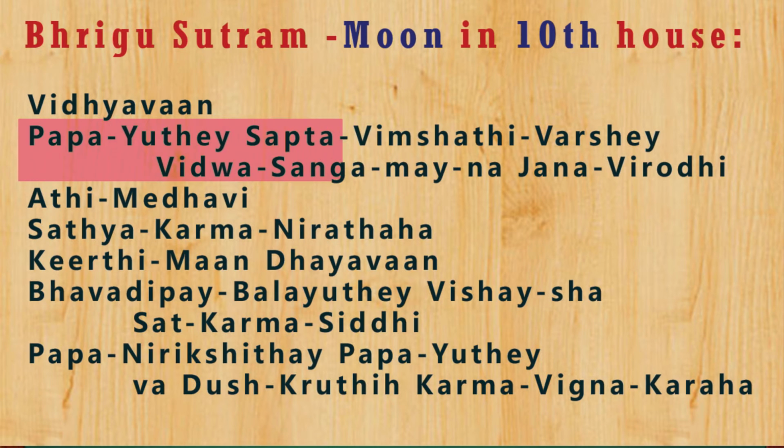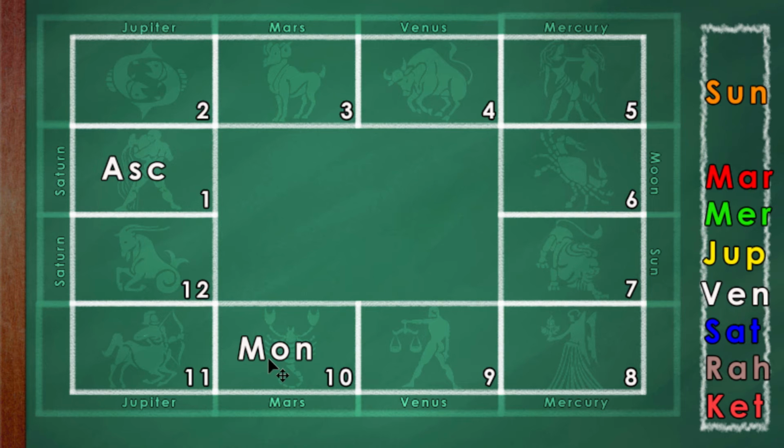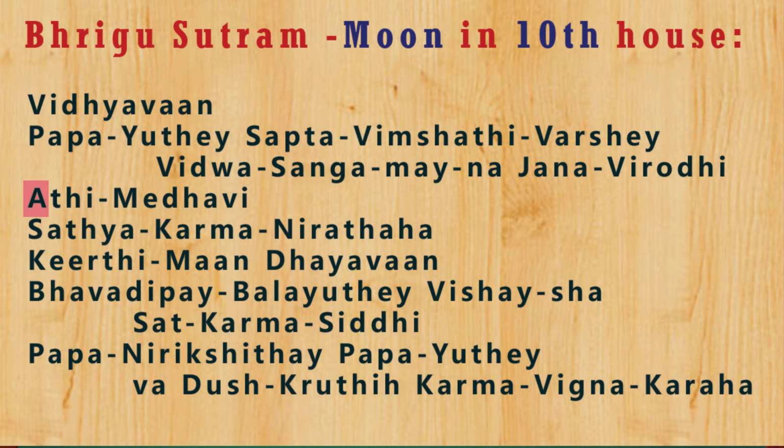Papa-Yuthey, Sapta-Vimshathi-Varshey, Vidwa-Sanga-may-na, Jana-Virodhi. If the moon is in conjunction with or aspected by a malefic, Papa is malefic, the native will have a relationship with a widow when he is 27 years old, and on account of that may be alienated from his own people. The next word is Athi-Medhavi.